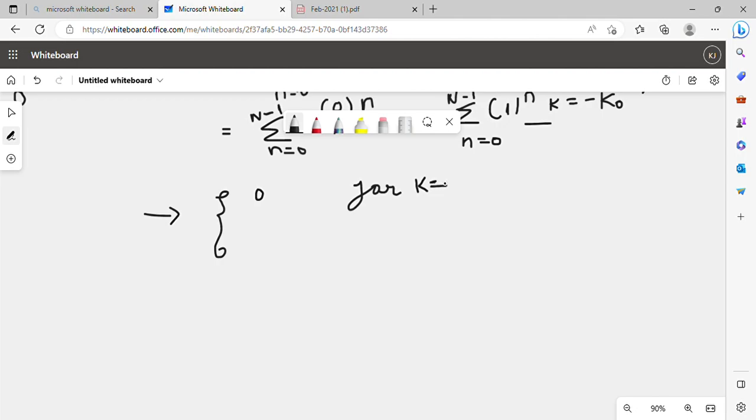Now you have to write n by 2 into delta of k minus k naught. I guess you got this, because we are using k equal to k naught and k equal to minus k naught. For k not equal to k naught, your values are 0, right? Just a minute, I'll write that clearly.